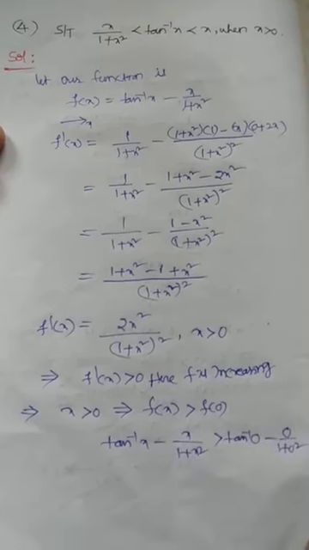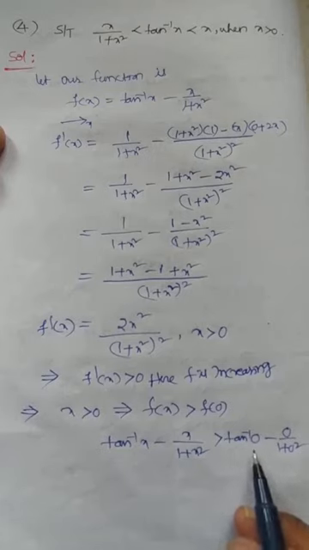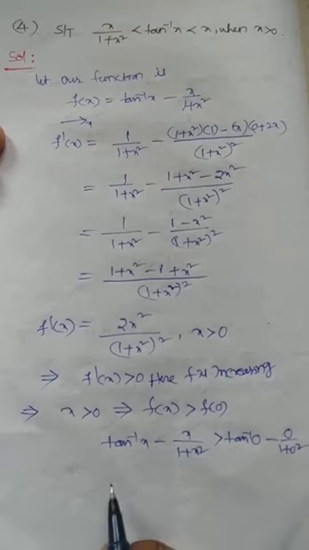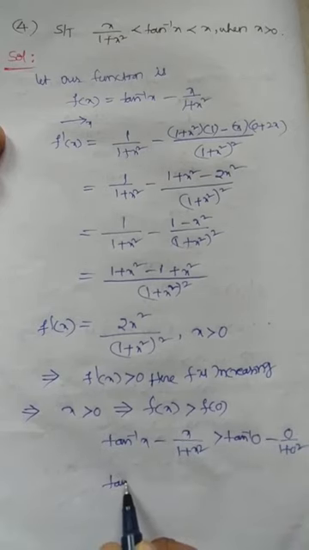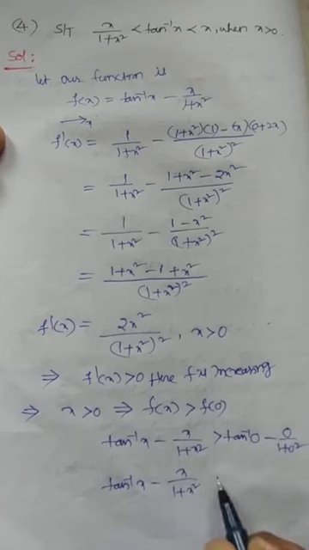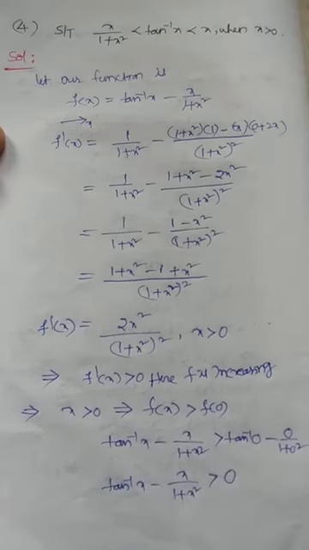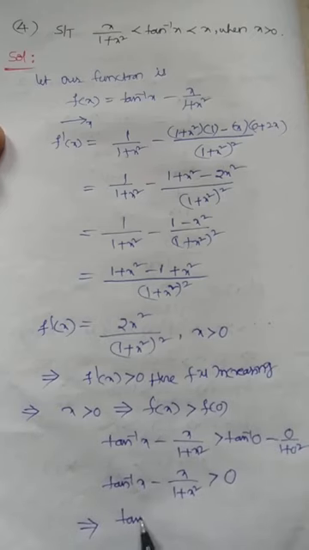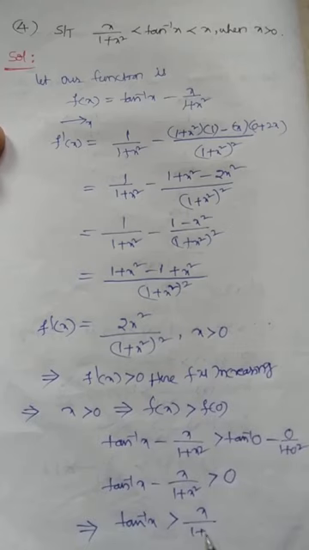So tan inverse 0 is 0, 0 by 1 is 0, 0 minus 0 is 0. So what I could get: tan inverse x minus x by 1 plus x square is greater than 0. So from this I can make the statement that tan inverse x is greater than x by 1 plus x square. This is equation number 1.